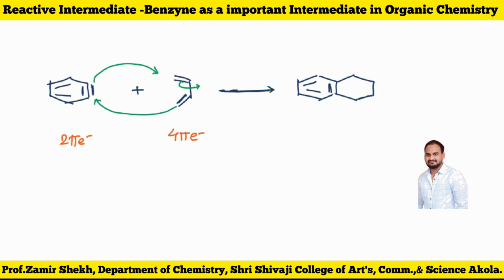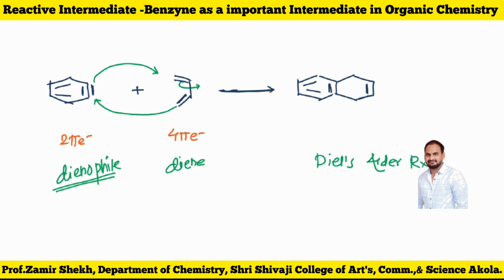That means your benzyne molecule participates as a dienophile, and this is called a diene. So that benzyne easily reacts with your conjugated molecule, that is the diene, and forms a product, and that reaction is called a Diels-Alder reaction.